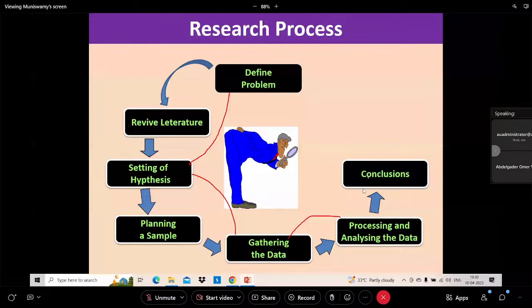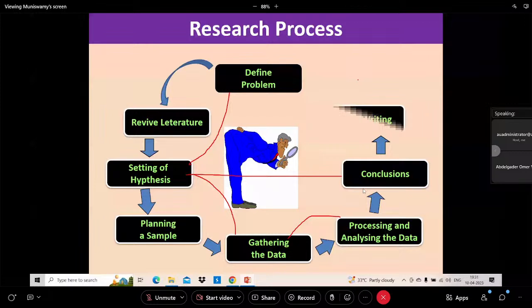These conclusions are based on your aim and your objectives. How you frame these objectives is based on your research problem, your project. So after conclusion, the next is report writing. Report writing is very, very important. After getting the result, how to write a report.